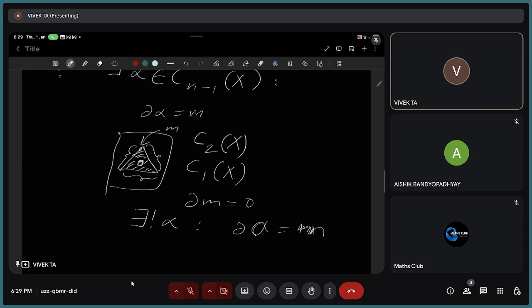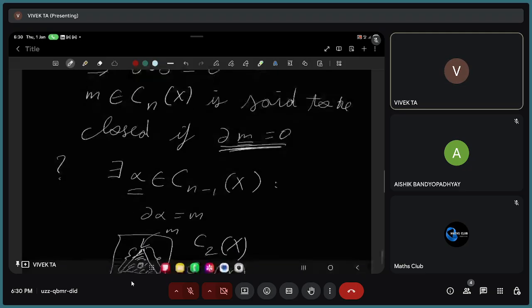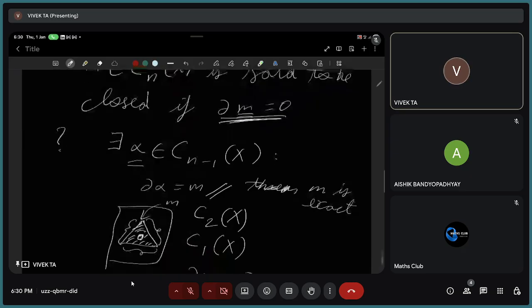So you can have this condition where even though a triangle, a delta n, is closed, there exists no bigger delta n to cover it. So in the sense, alpha becomes a cover of M. Alpha becomes a filling of M. When this in fact happens, then M is called exact. So this is how exactness is defined.